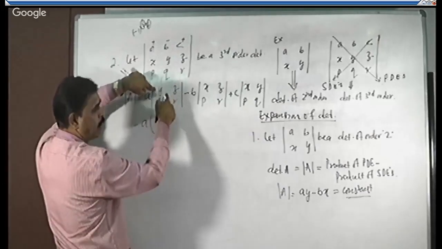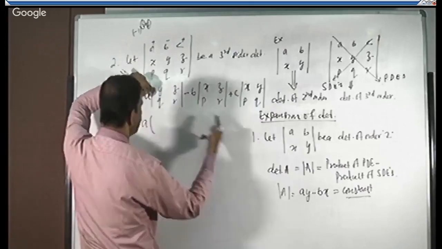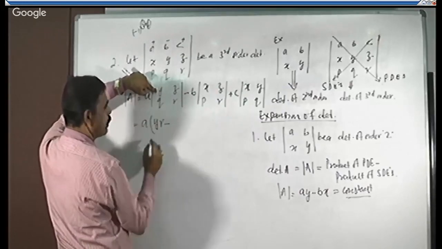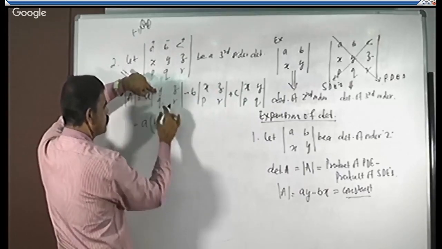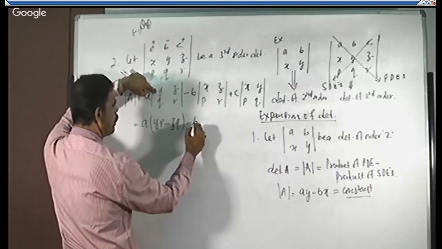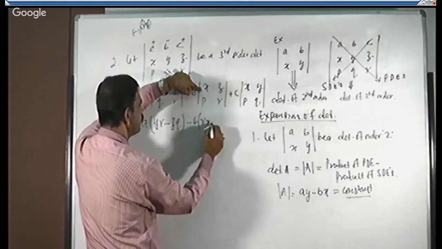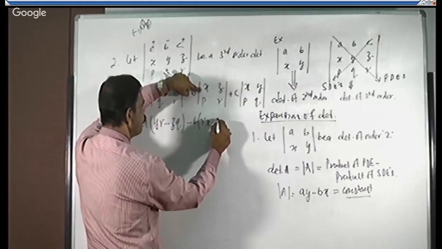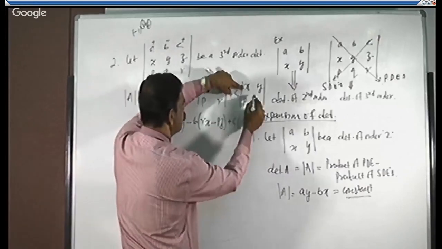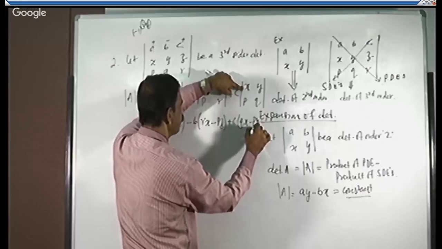Then it is A into the expansion of a second order determinant, similar to the previous one: product of principal diagonal elements minus product of secondary diagonal elements. This is Y into R minus Q into Z. Minus B into the product of these two, R into X minus P into Z. Plus C into the product of these two, QX minus PY.